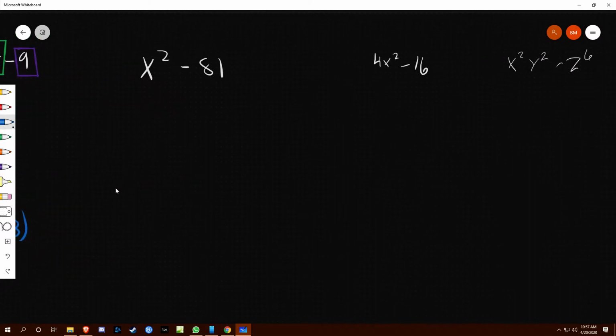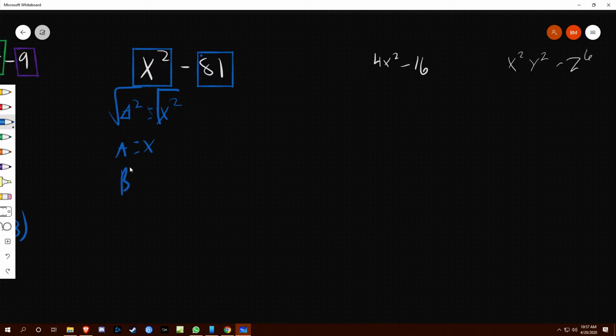Going over to this one, I know a, same idea, is before the minus sign. So a squared equals x squared. I square root both sides. A equals x. I'll do the same thing for b. B squared equals 81. Square root both sides. B is equal to 9. And then I have an a and a b. I use my formula, (a plus 9)(a minus 9). Now that problem is solved.